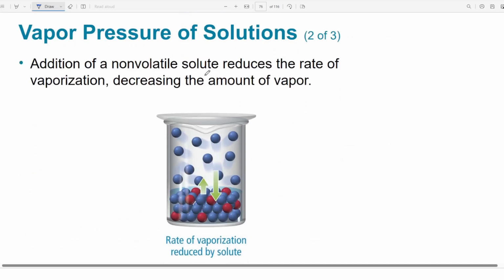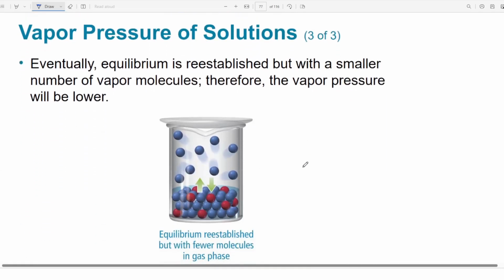So the addition of a non-volatile solute reduces the rate of vaporization and decreases the vapor pressure because, think about it, the solute particles are going to be taking up some space at the surface, and they're going to be decreasing the amount of solvent particles that can enter the vapor phase. So when you have a solution versus a pure solvent, an equilibrium is established just like with the pure solvent giving the vapor pressure, but the vapor pressure will actually be lower for the solution relative to the pure solvent.